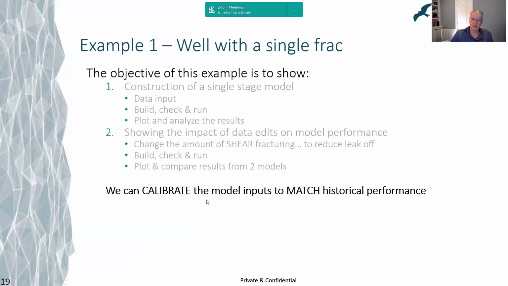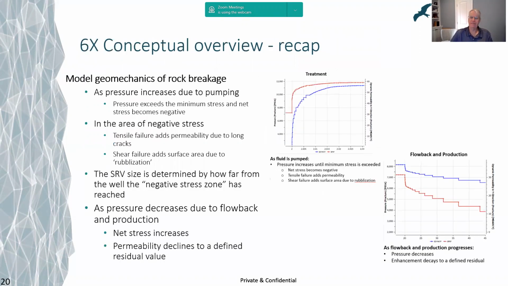So we can calibrate the model inputs to match historical performance and thereby get a reliable experimental model that reflects reality that we can base decisions upon. So let's see how we could then proceed and test out some operational parameters. But first we'll review those breakage parameters.